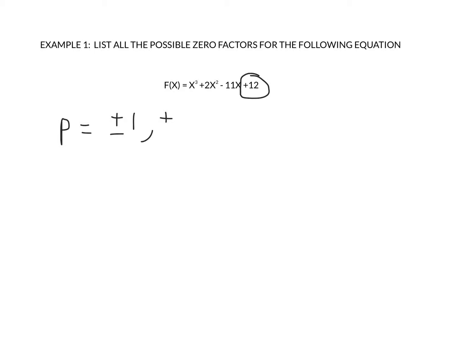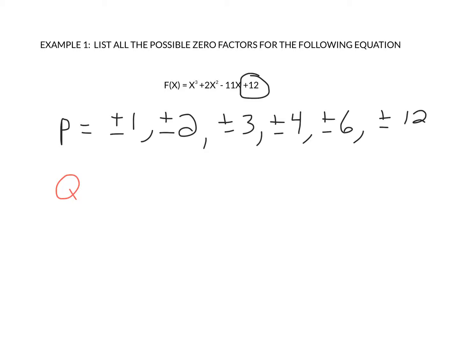There we go. So plus or minus 2, plus or minus 3, plus or minus 4, plus or minus 6, and plus or minus 12. So all the multiples that multiply to give you 12. Okay. Then for q, we're talking about all the multiples of the lead coefficient. Well, in this case, our lead coefficient, because there wasn't anything there, was 1. So it's plus or minus 1.